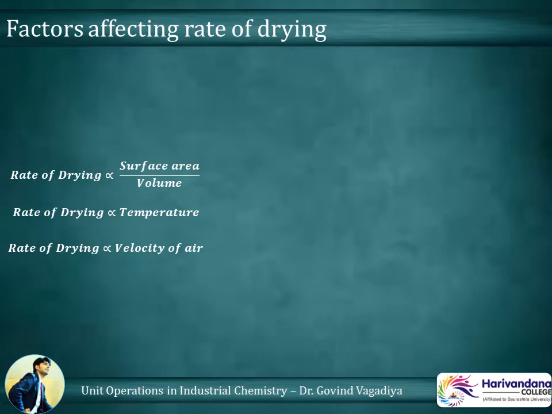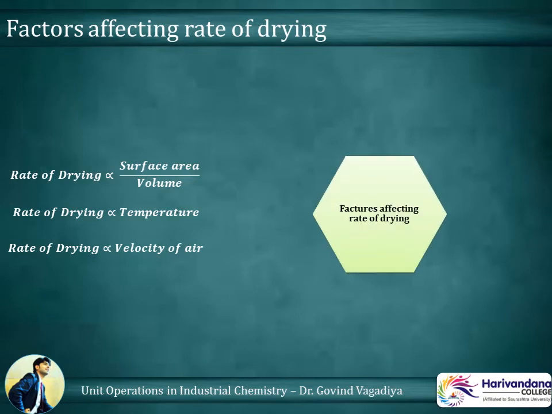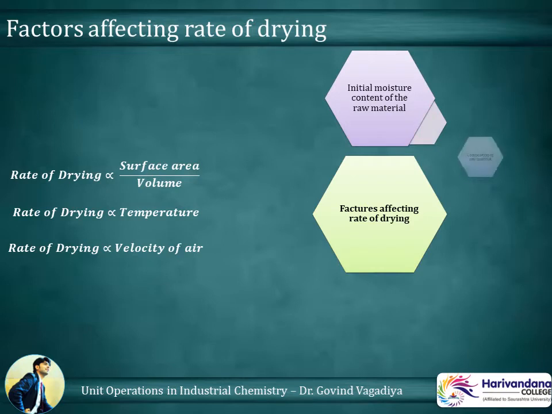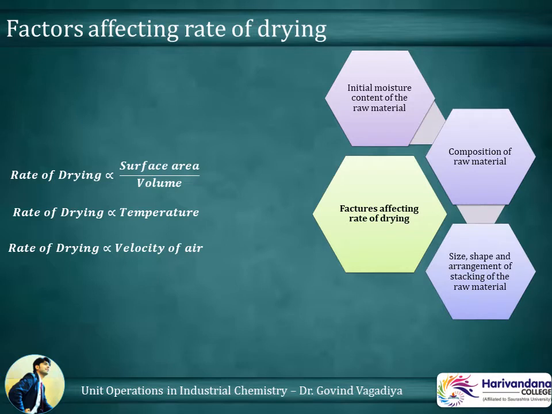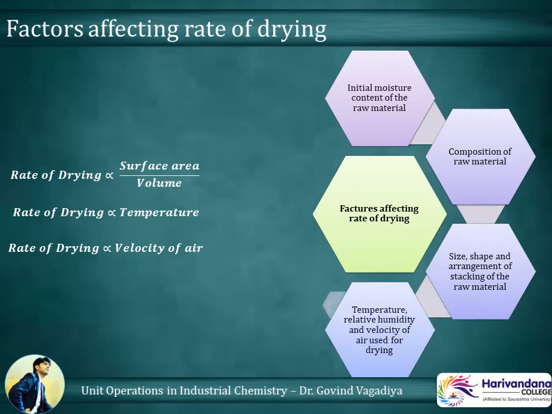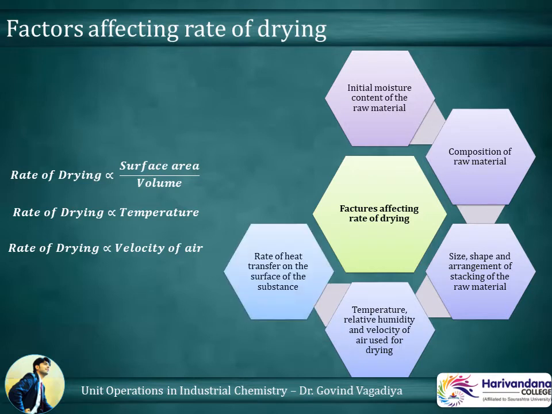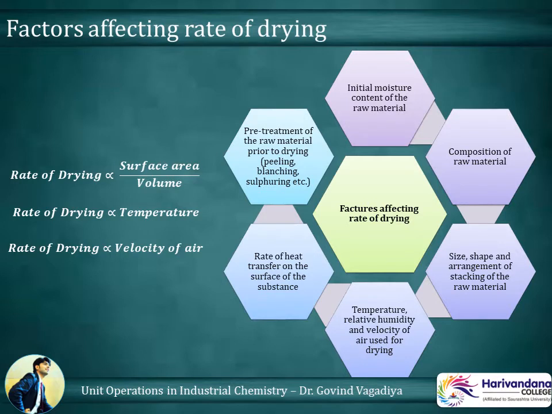Other factors affecting drying are initial moisture content of the raw material, composition of raw material, size, shape, and arrangement or stacking of the raw material, temperature, relative humidity, and velocity of air used for drying, rate of heat transfer on the surface of the substance, and pretreatment of the raw material prior to drying, such as peeling, blanching, sulfuring, etc.